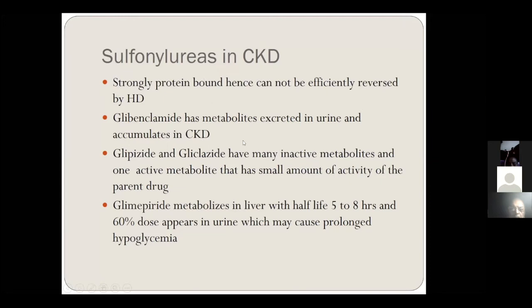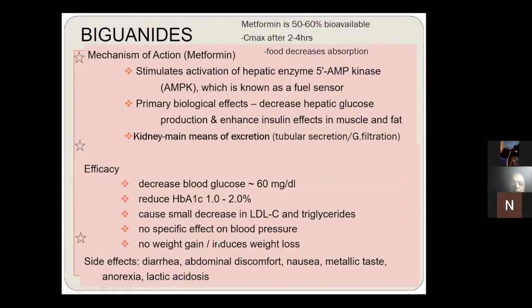Glibenclamide has metabolites which are excreted in the urine and get accumulated. Glipizide and glibenclamide may have metabolites which are active, which may also lead to complications of hypoglycemia. Glimepiride is metabolized in the liver, has a 5 to 8 hour half-life, and 60% of the dose appears in the urine. Hence, in CKD4 and more so in CKD5, you can't use it because it gets accumulated in the blood.